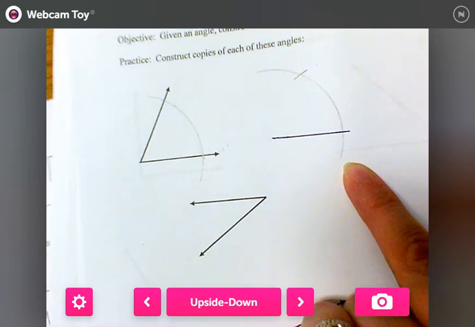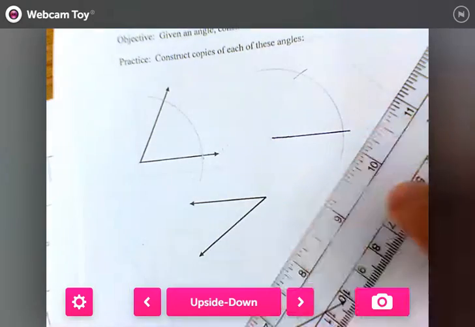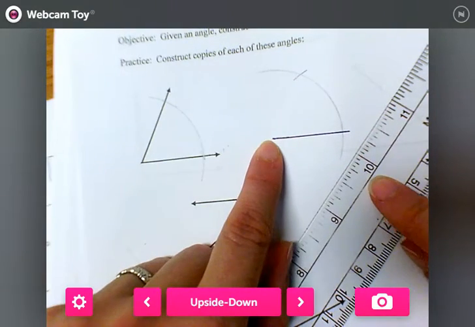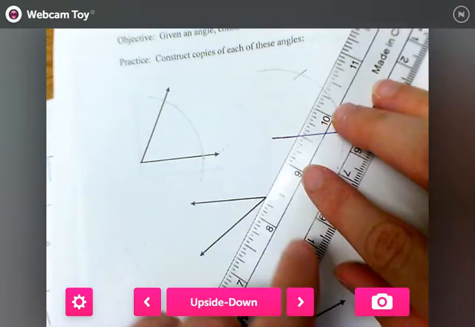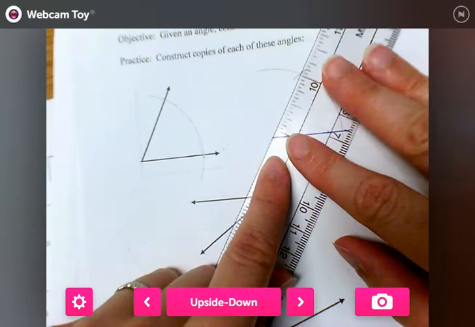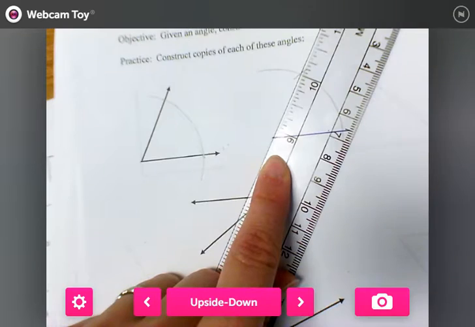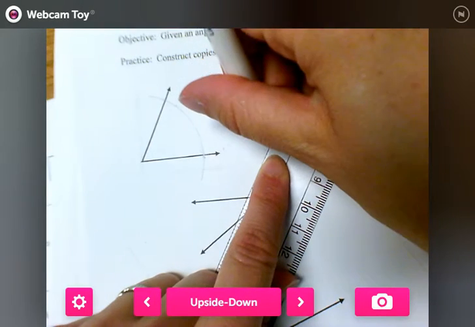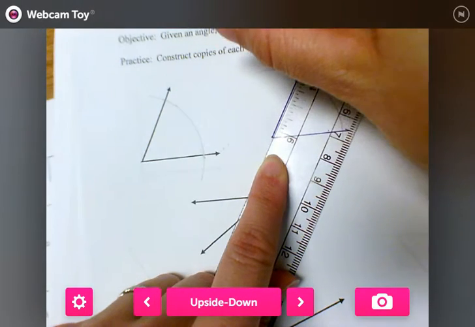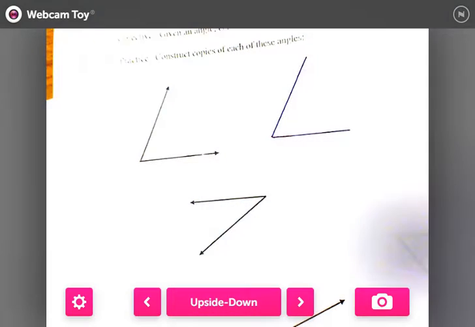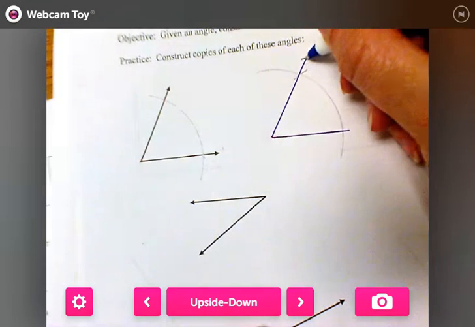Then I'm going to take my straight edge and connect the end of my segment and that intersection of those two arcs. And I'm going to connect them, and I have copied my angle.